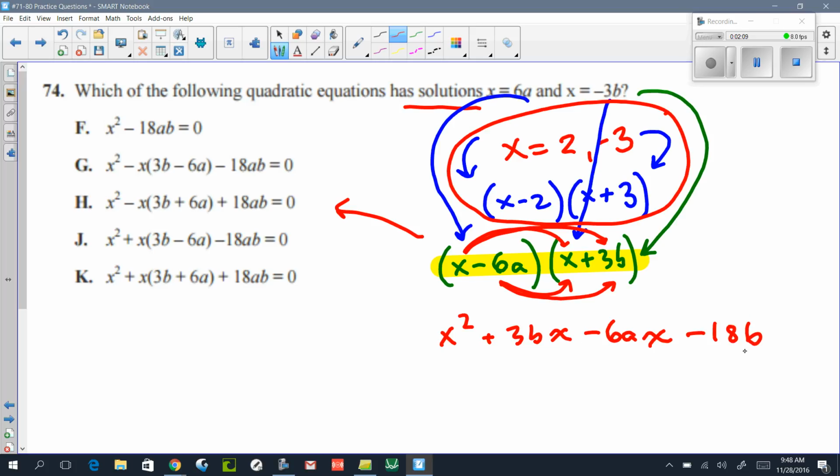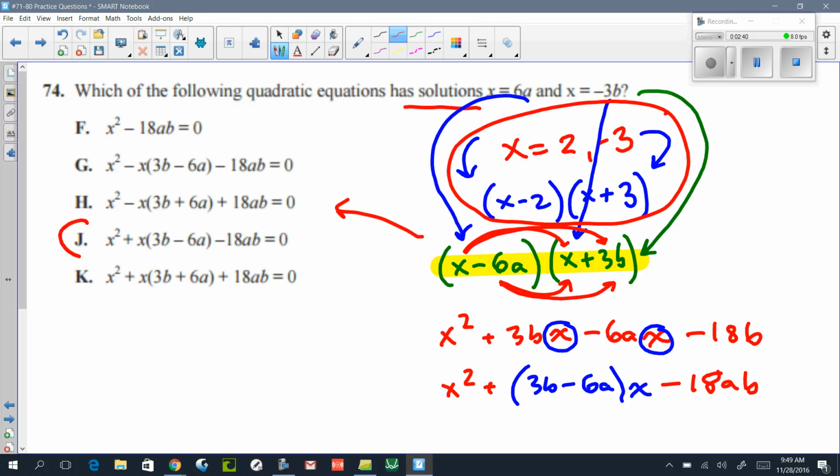So this is really the answer to this problem. The only thing they did different here is they looked and said, okay, these two middle terms both have x involved. So they took out a 3b minus 6a, and they're multiplying that by x, and we still have minus 18ab over there, and we have x squared plus 3b minus 6a times x minus 18ab. That correct answer would be J.